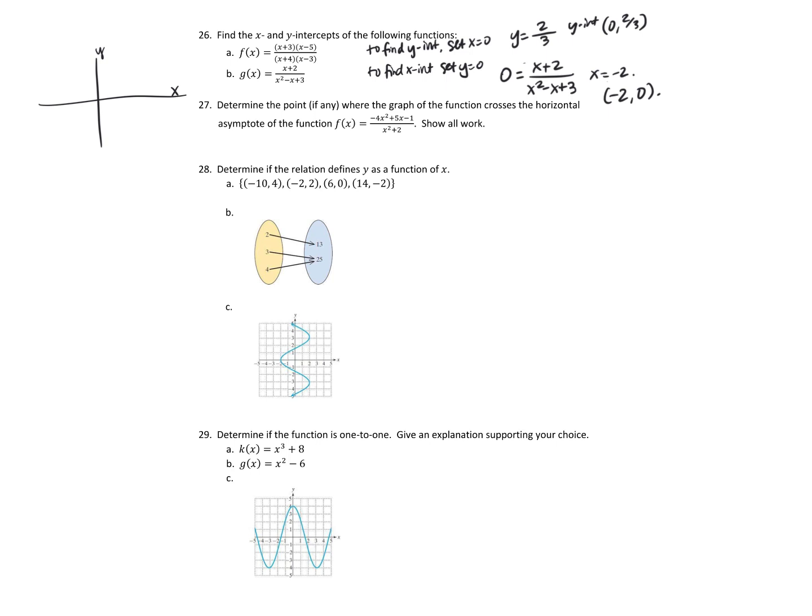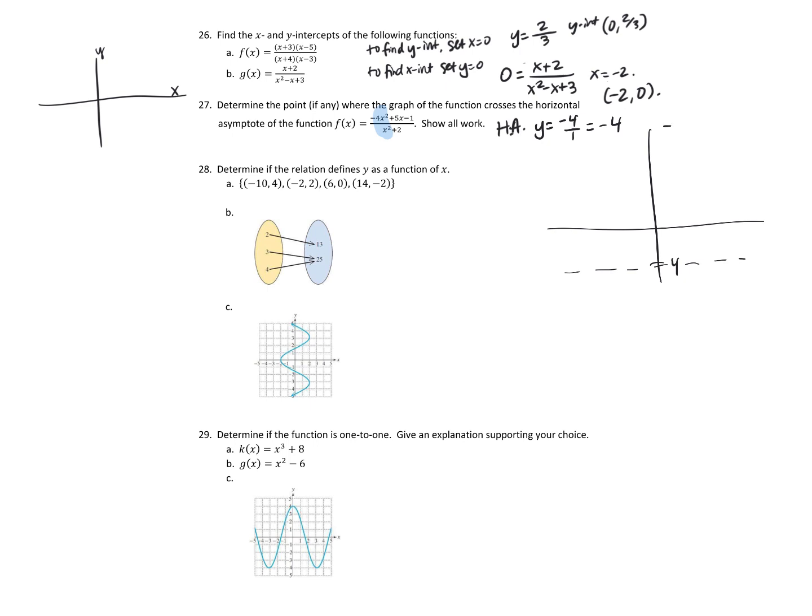We can stop there. Determine the point, if any, where the graph of the function crosses the horizontal asymptote of that function. So first of all, we need to find the horizontal asymptote. I'm going to look again at the leading terms. And so I see that I have the same degree on top and bottom. So the horizontal asymptote will be at y equals negative 4 over 1, which is just negative 4. And so if I graph that out, at negative 4, I have a horizontal asymptote. And so I want to see where that function is equal to negative 4.